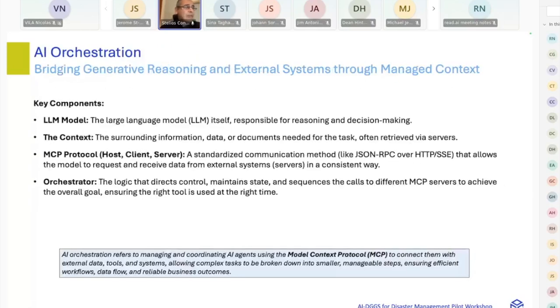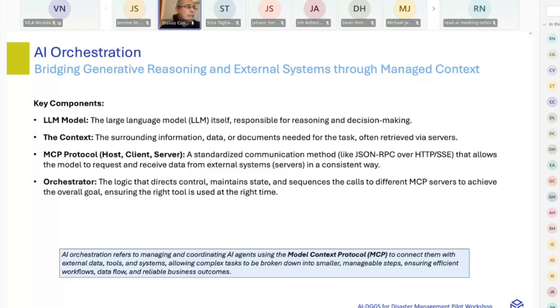Another thing that we discuss, not a lot, but we discuss it on the website, and we will have it also in the AR, is AI orchestration. It can be referred to as how to manage and coordinate AI agents, primarily using the model context protocol. At least this is what we have now. We may in the future have more protocols. It connects with external data, tools, and systems, allowing complex tasks to be broken down into smaller, manageable steps, ensuring efficient workflows, data flow, and reliable business outcomes.